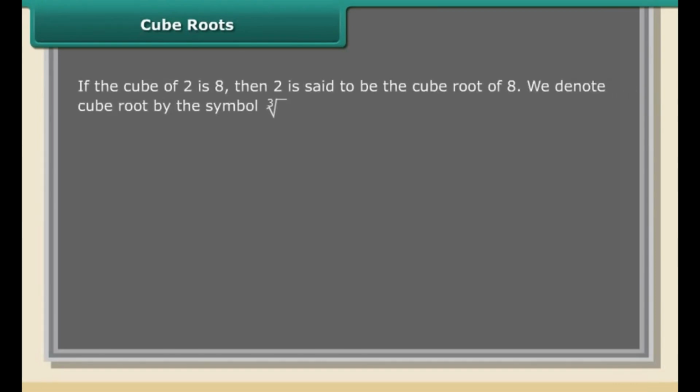Cube roots. If the cube of 2 is 8, then 2 is said to be the cube root of 8. We denote cube root by the symbol cube root. Thus, cube root 8 is equal to 2, cube root 27 is equal to 3, cube root 64 is equal to 4, cube root 1000 is equal to 10.